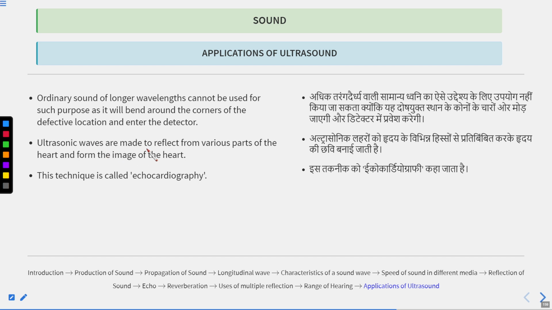Now, another application: ultrasonic waves are made to reflect from various parts of the heart and form the image of the heart. This technique is called echocardiography, used for medical purposes. So this was the application of ultrasound for detecting flaws and for imaging.